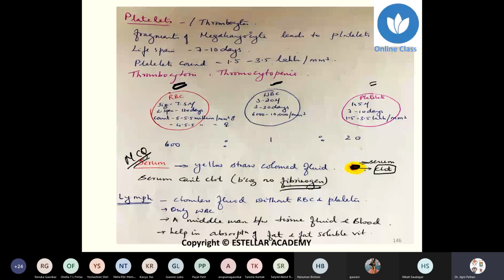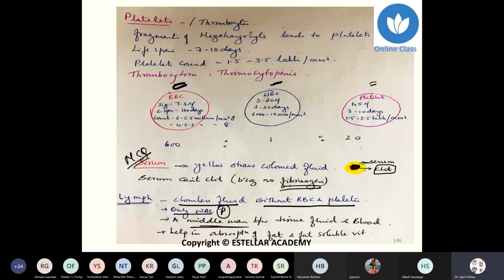Next, what is lymph? The other vascular tissue is lymph. Lymph is a colorless fluid without RBC and platelets, but they have WBC. You know, B lymphocytes and T lymphocytes are present in the lymph. Only WBC is present. It's a middleman between the tissue fluid and the blood.